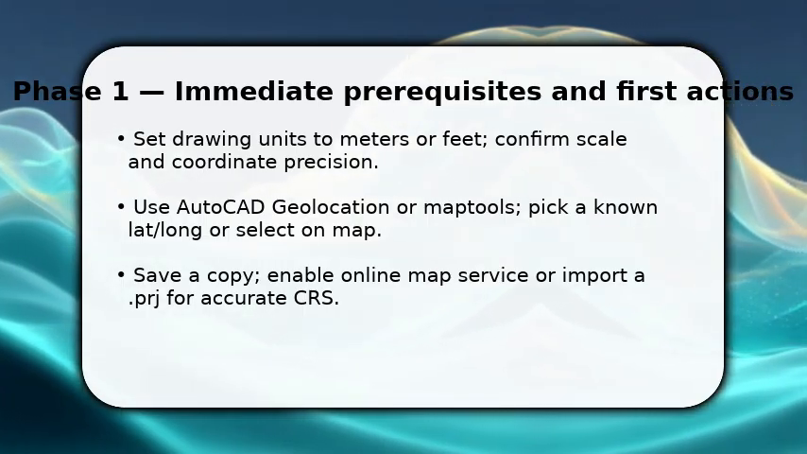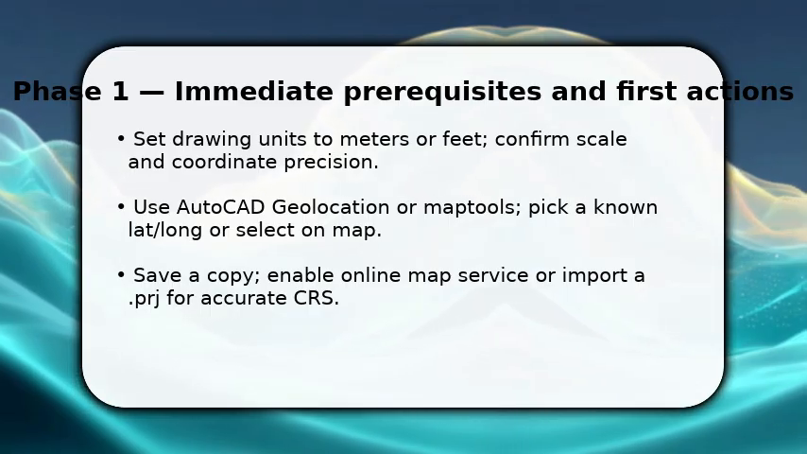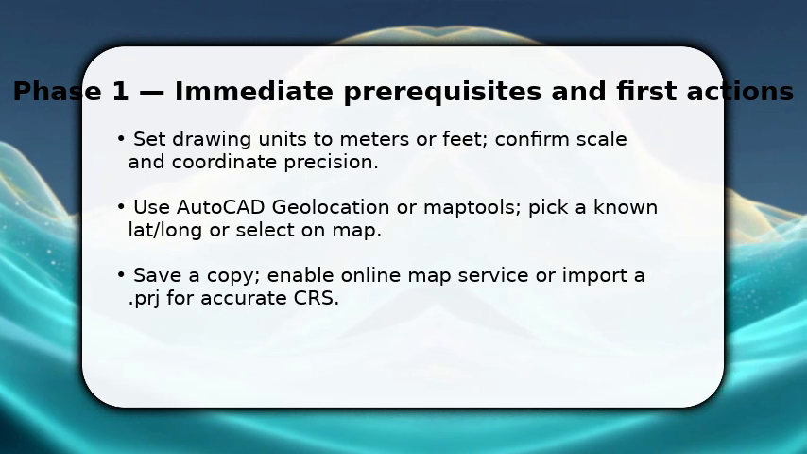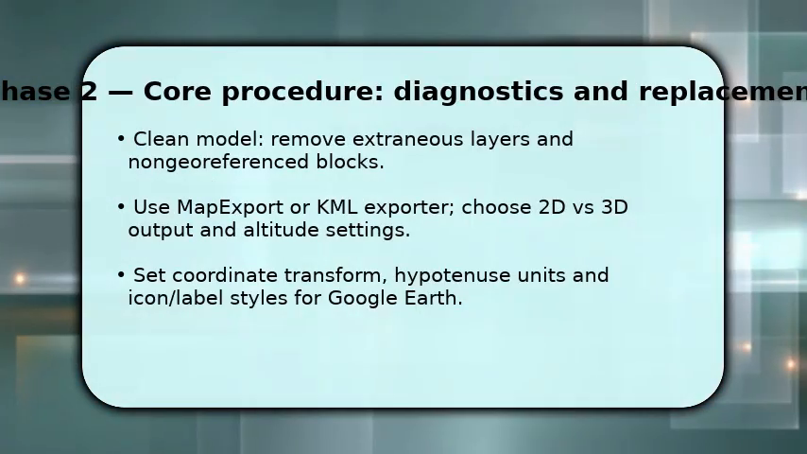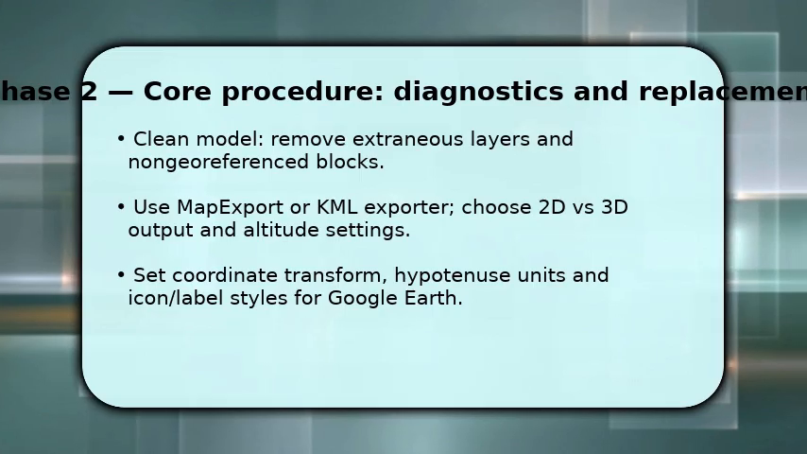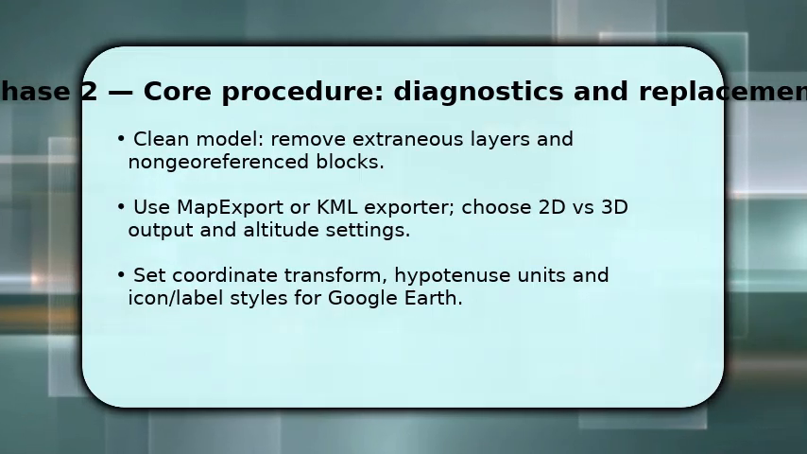Once done, save a working copy and verify online map access because accurate CRS alignment prevents future misplacements in Google Earth. Next, focus on converting your geolocated geometry into KML or KMZ so Google Earth can read it.